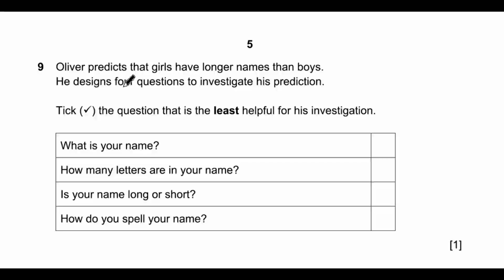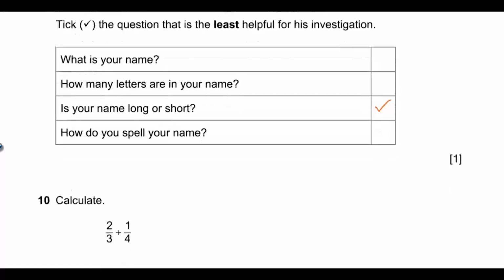Question 9. Oliver predicts that girls have longer names than boys. He asks 4 questions to investigate his prediction. Tick the question that is the least helpful for his investigation. What is your name? This is very useful. How many letters are in your name? So this is also useful. Is your name long or short? So this is the least helpful. How do you spell your name? So this is also helpful. So the correct answer will be this. So let's go to the next question.